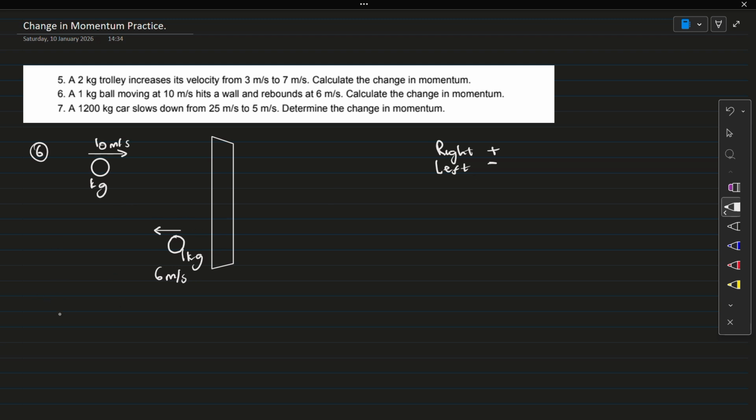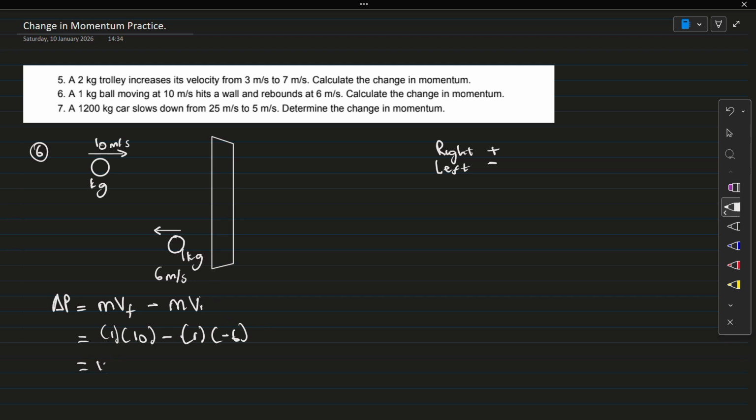Change in momentum, represented by delta P, is equal to mass multiplied by final velocity minus mass multiplied by initial velocity. So, what is our mass? Our mass is 1 kg. The ball is initially going to the right, so our 10 meters per second is positive. Minus mass, which is 1 kilogram. Then, for the final, the ball is going to the left. So it's going to be negative 6 meters per second.